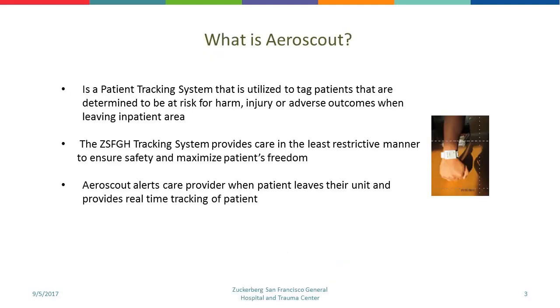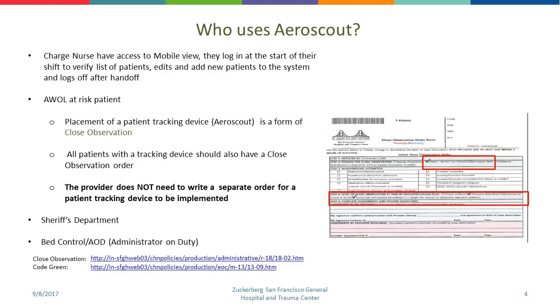What is AreaScout? AreaScout is a patient tracking system that is utilized to tag patients that are at risk for harm, injury, or adverse outcomes if they leave their unit unsupervised. It is less restrictive while ensuring patient safety and maximizing their freedom. AreaScout alerts care providers when a patient leaves their unit and provides real-time tracking of the patient.